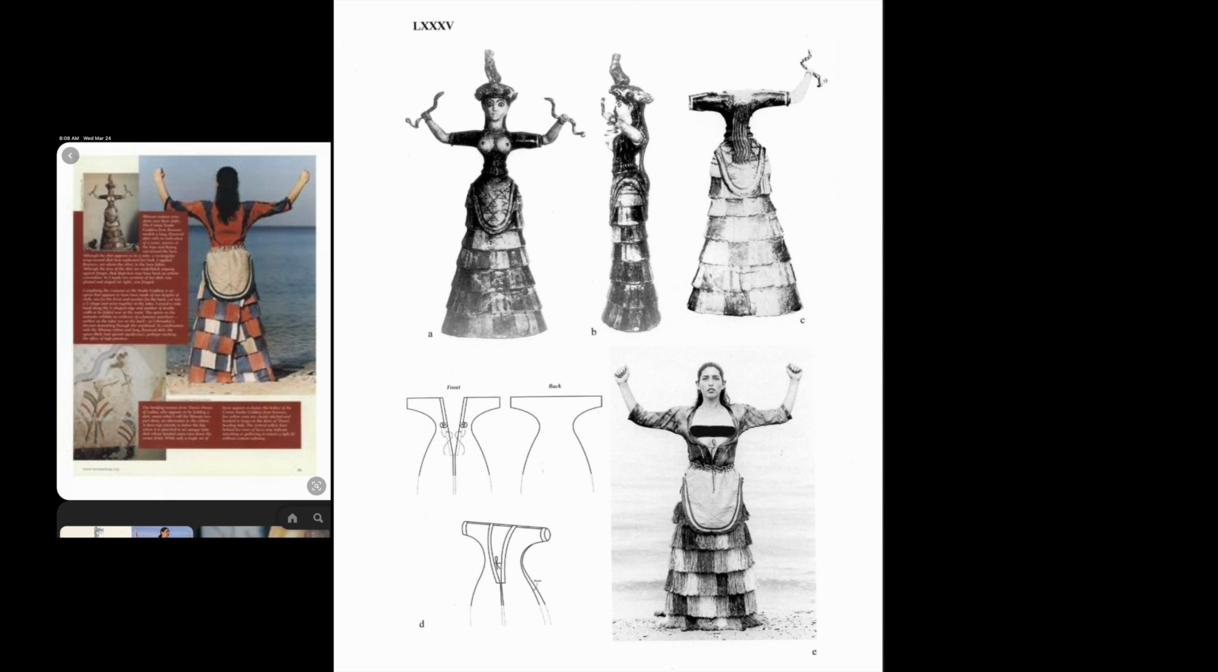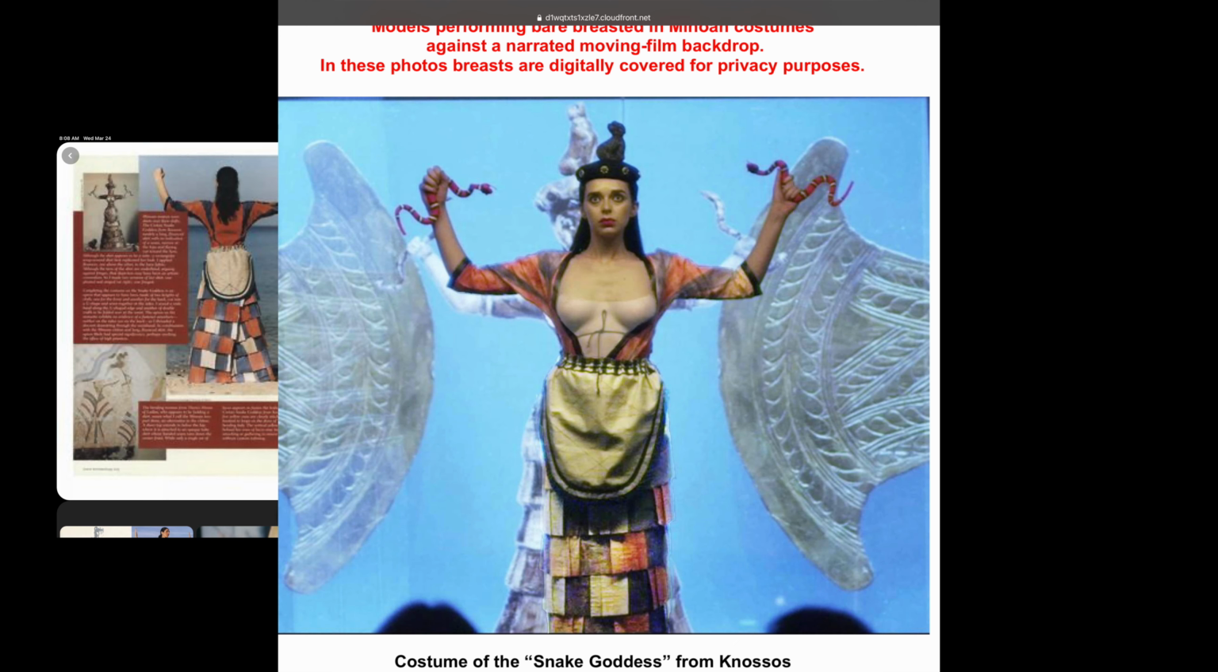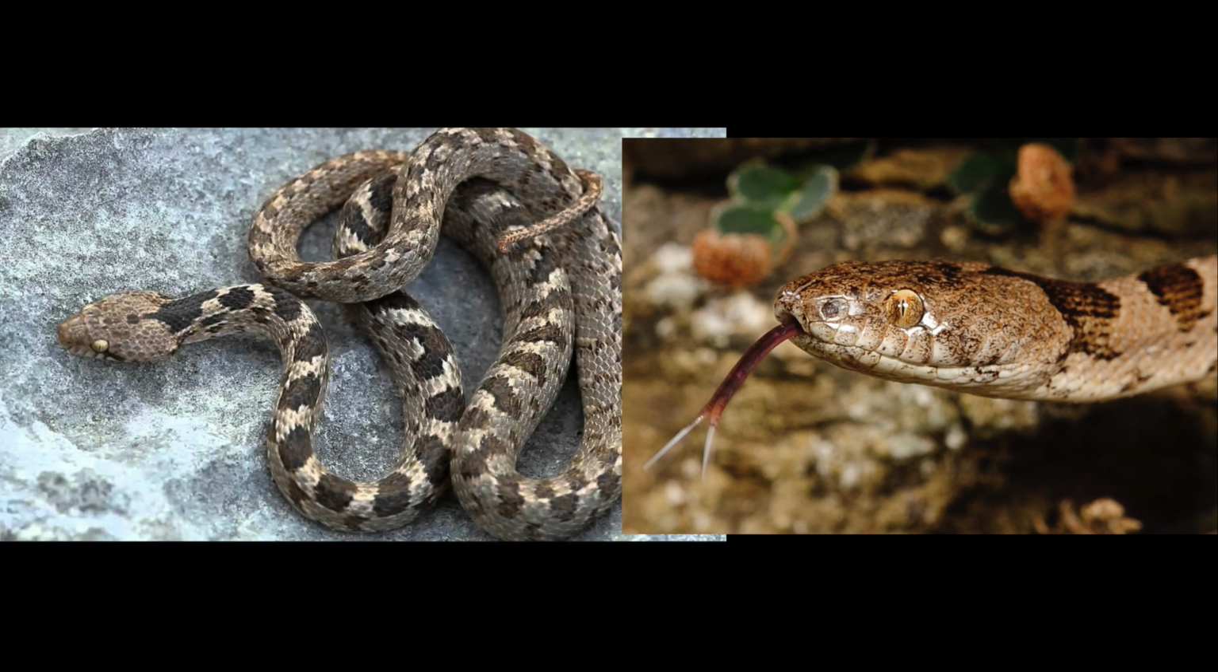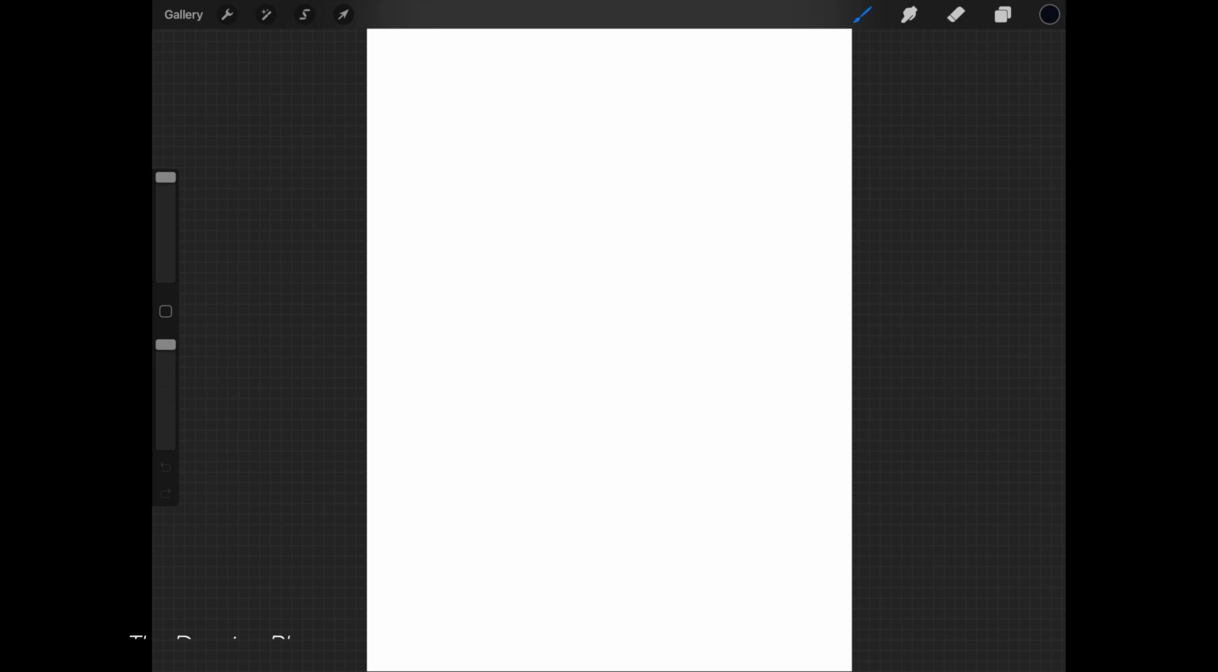In the description, I have provided a link to the reconstructions of Minoan dress by Dr. Bernice Jones. I relied heavily on her interpretations of the Snake Goddess, and any other Minoan figures I may or may not paint in the future. The cat references a Cretan wild cat, and the snake is a European cat snake. I have no idea if they are scaled properly or not.